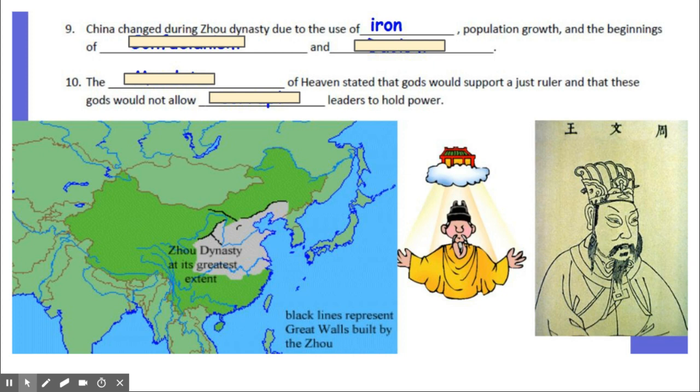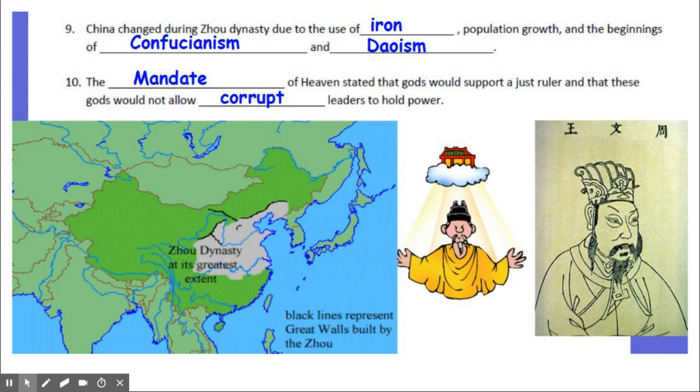And iron, for the most part, was obviously something that was being utilized in this part of the world. Population growth continued during the Zhou dynasty, and you had the beginnings of the religions of Confucianism and Taoism. And number 10, the mandate of heaven stated that the gods would support a just ruler and that these gods would not allow corrupt leaders to hold power.